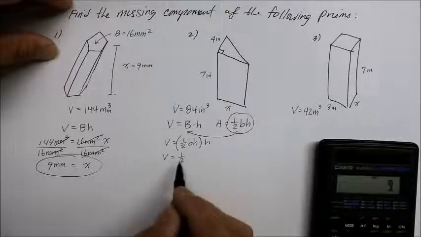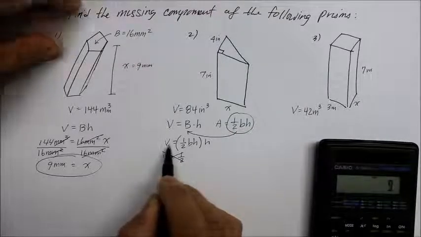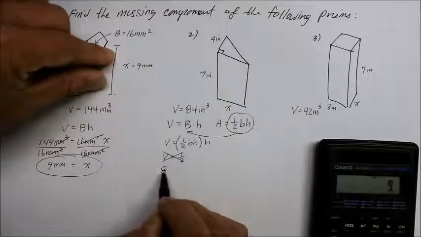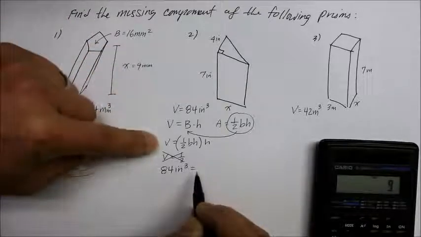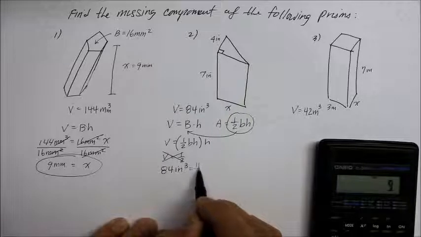I forgot to substitute. Nix that one. So we know what the V is. The volume is 84 inch cubed. So 84 inch cubed. That's the volume. And on the right side, 1/2, well, that's a given.